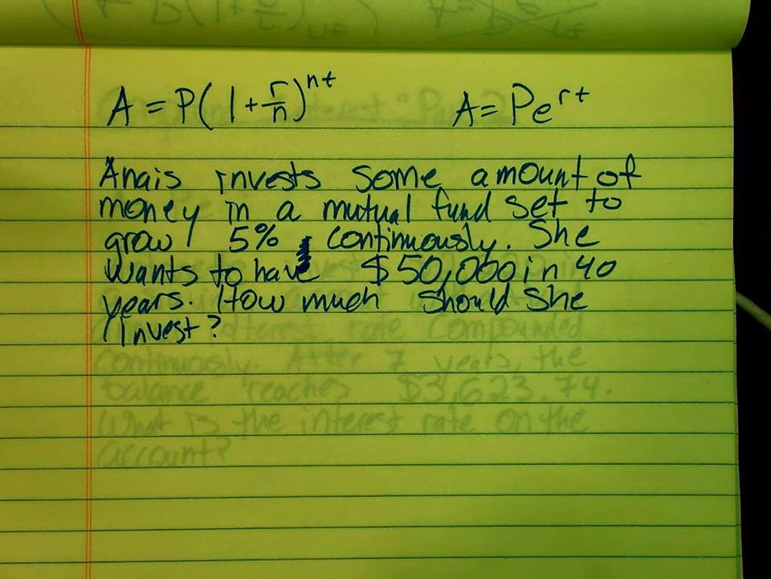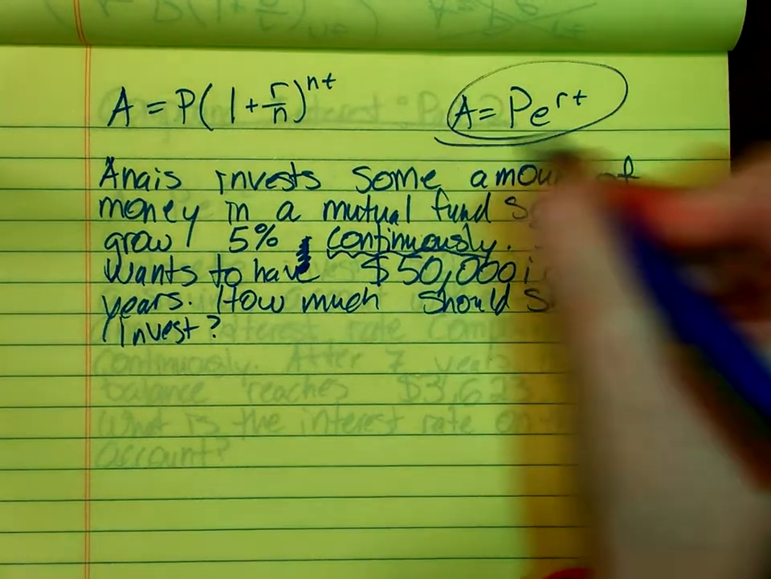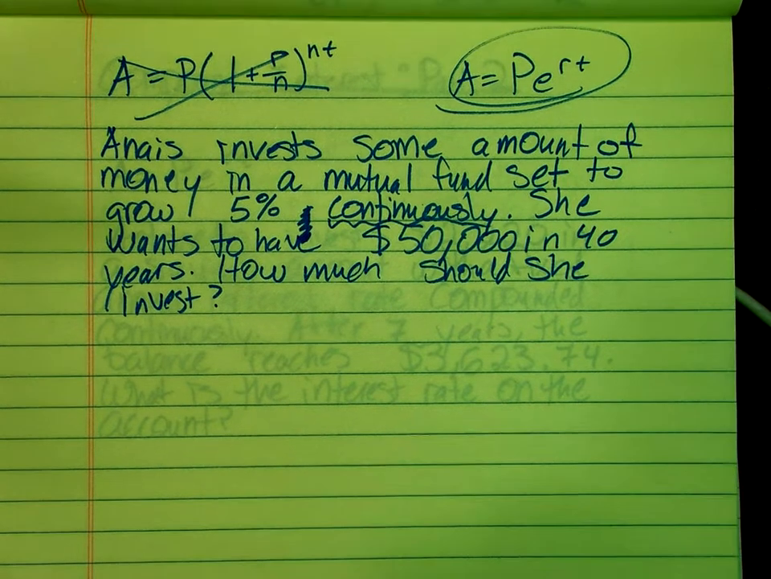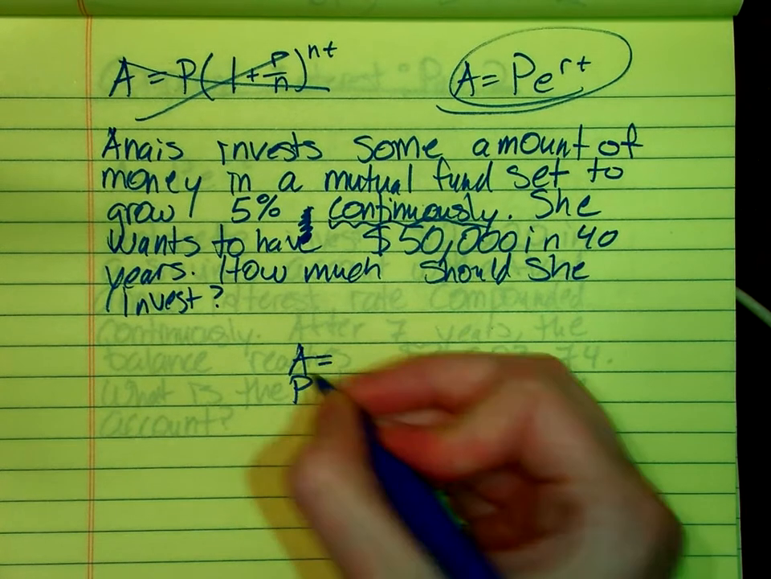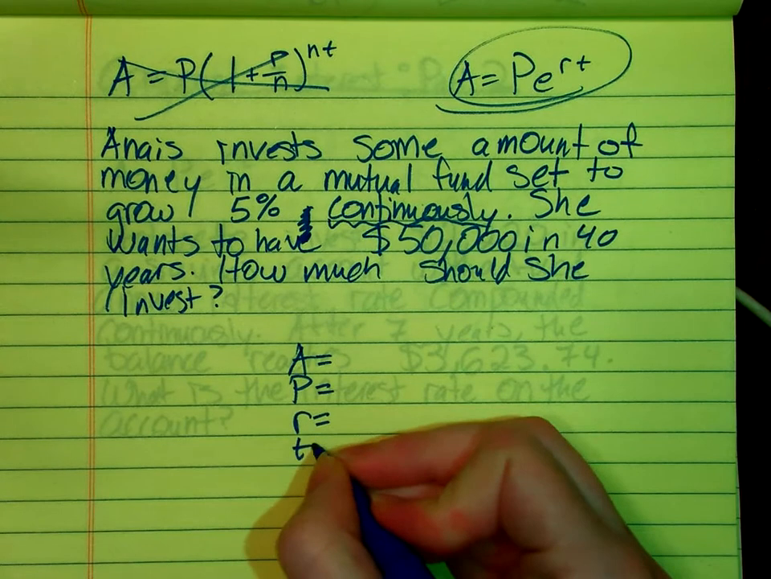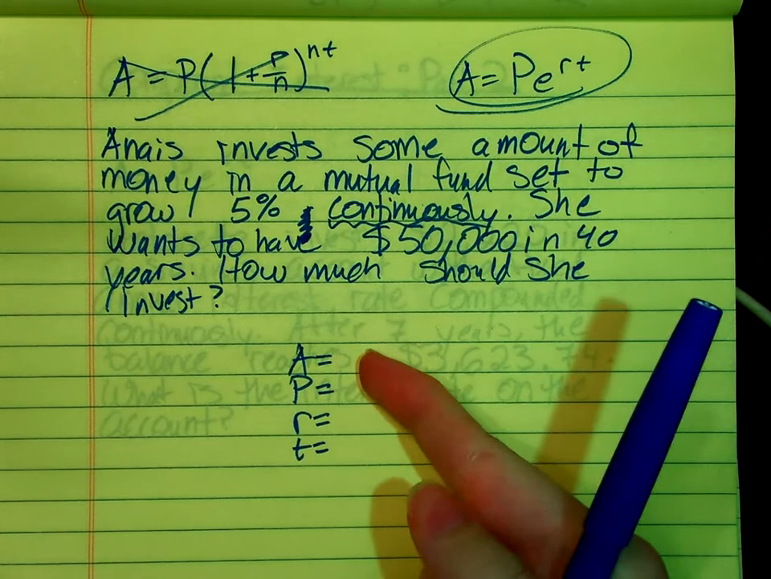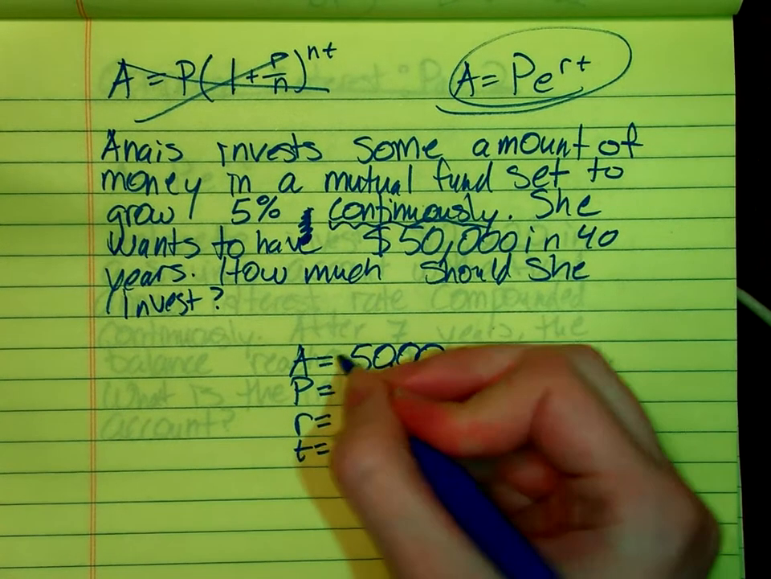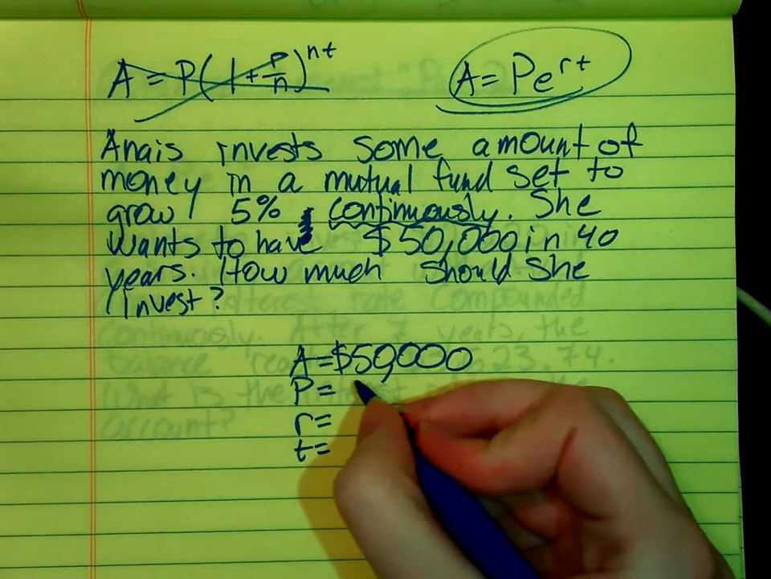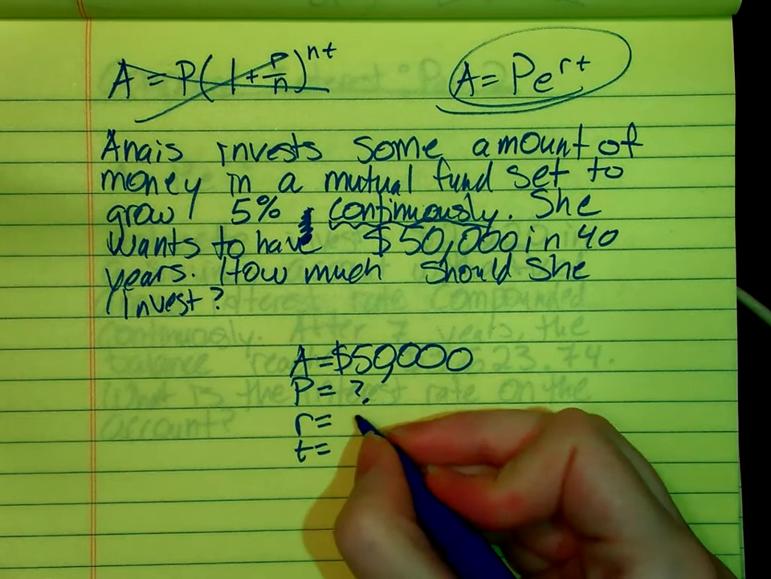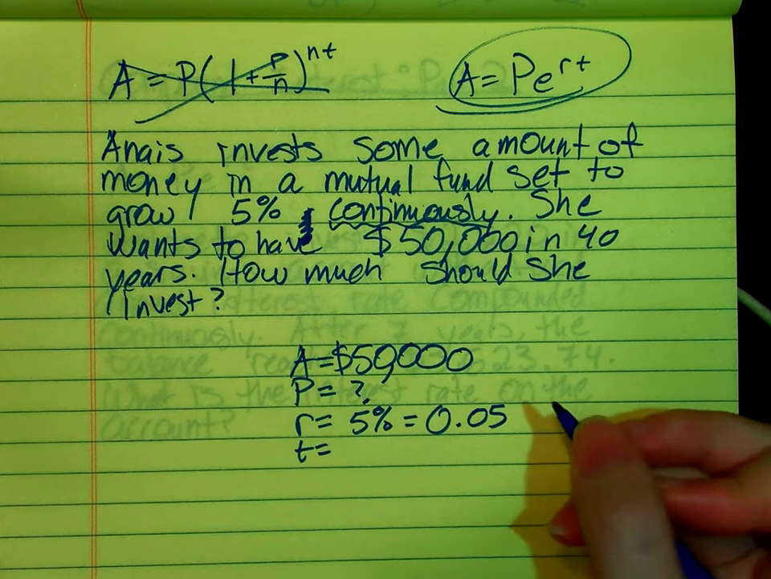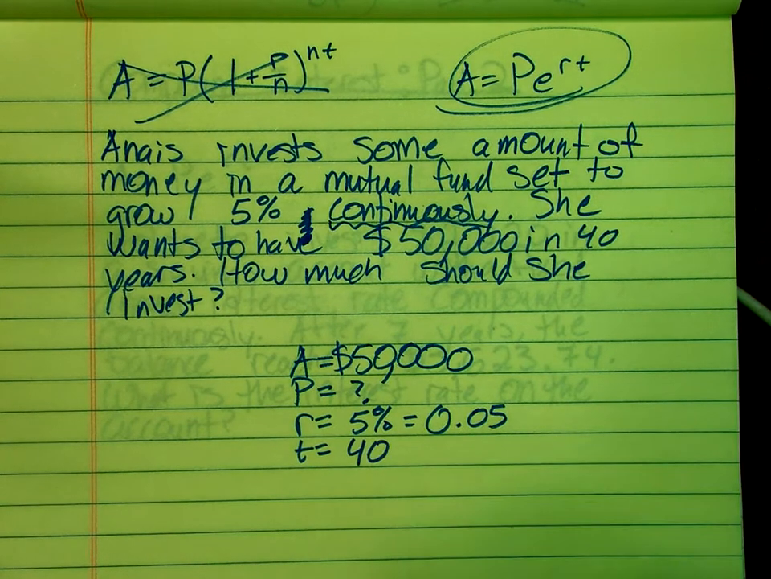Alright, welcome back. First keyword, continuously, tells me I'm using my exponential growth equation. If you accidentally picked the other one, you would have run into the problem quickly. It doesn't tell me how many times per year. So let's go ahead and write down my variables. Do I know my ending amount? Yep, that's supposed to be $50,000. I want $50,000. I don't know how much I need to invest to do so. I know I'm going to have it growing 5% continuously. And I know I'm going to invest it for 40 years.